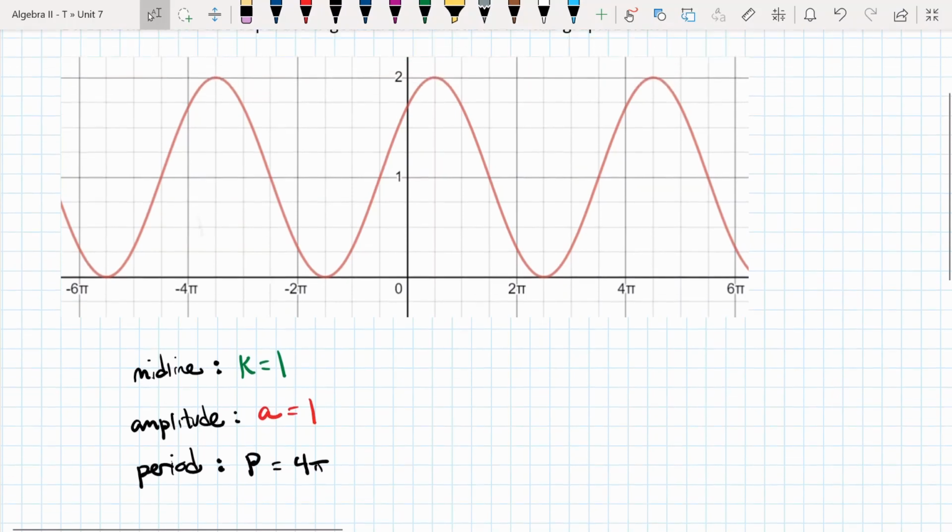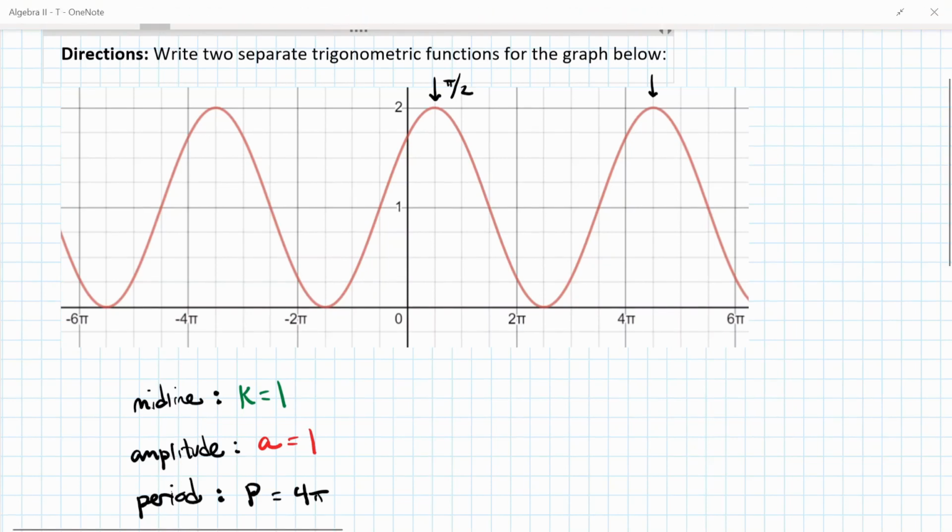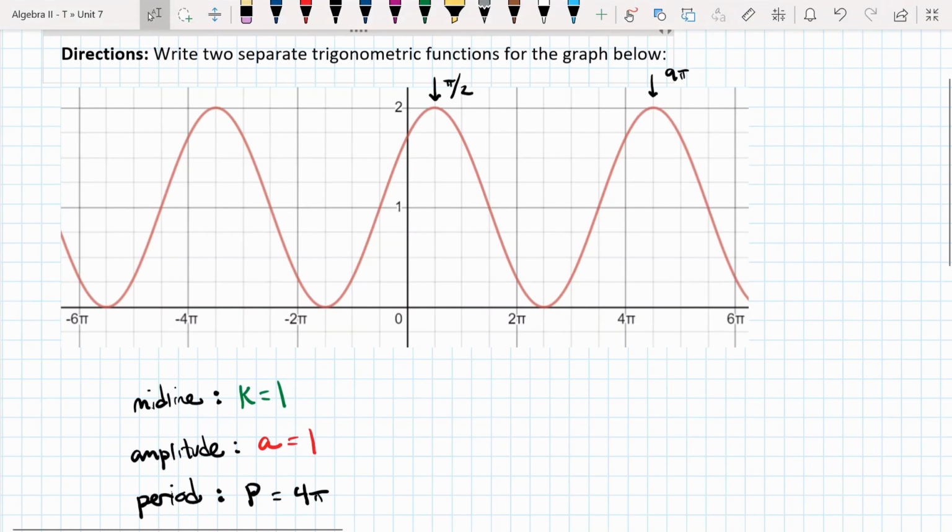Another way you can find the period, if you were stuck, is to measure the distance from one peak to the next peak. So this right here is pi over 2. Well, this is going to be 4 pi over 2 plus pi over 2, and so that is 9 pi over 2. The distance between these two points is going to be the difference of them. 9 pi over 2 minus pi over 2 is 8 pi over 2, and so you get 4 pi.